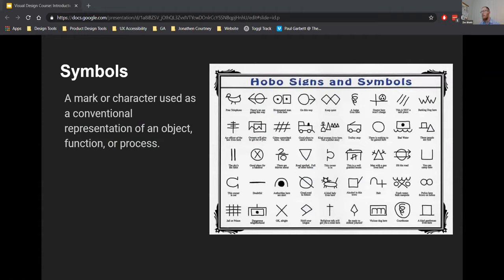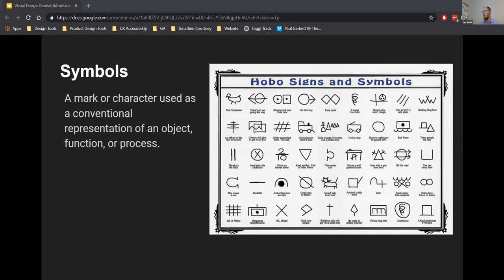Another thing we talked about is symbols. As designers, we use symbols, right? So a symbol is a mark or a character used as a conventional representation of an object or a process. And this is a fun thing. That's fairly simple, right? It's a visual item that represents something else, that communicates something else completely. It's like a shorthand nickname for a process or an item.